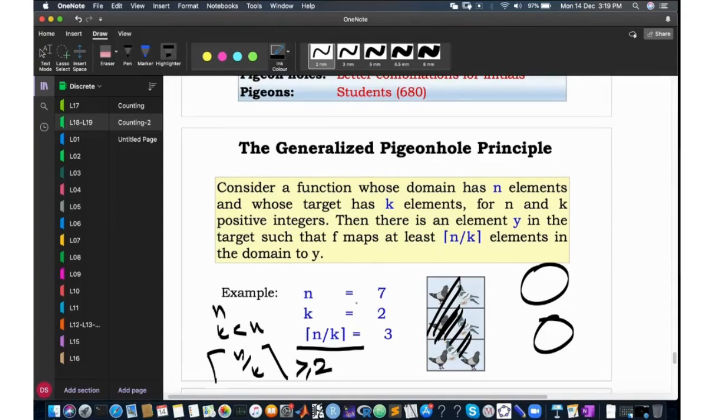That is actually true. You should get a 4 here. Again, my apologies. It should be 4. But this is the general principle that if you have n pigeons and you have k boxes, then you must have a box which contains at least ceiling of n over k pigeons.